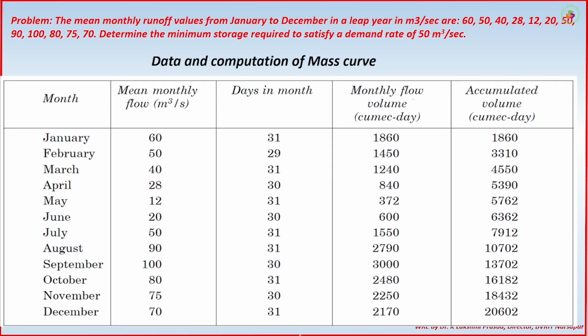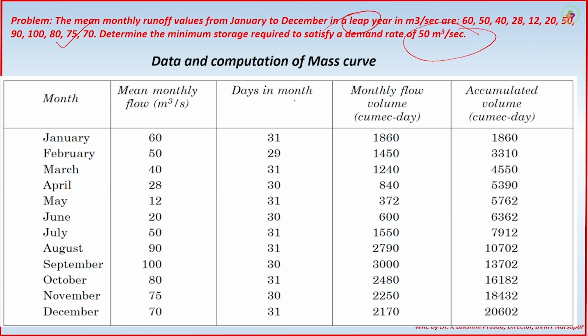Take a problem. The mean monthly runoff values from January to December in a leap year, very important, in meter cube per second. Only discharge units he has given. Determine the minimum storage required to satisfy a demand. Demand also has been given. Everything is known. So January to December I have written. What is the monthly flow I have written.